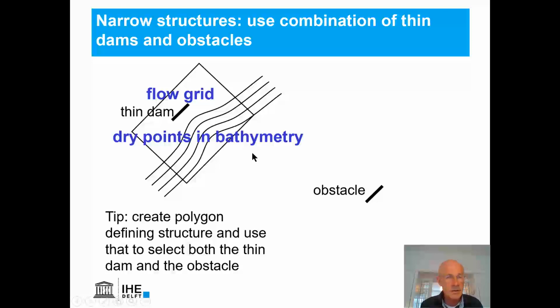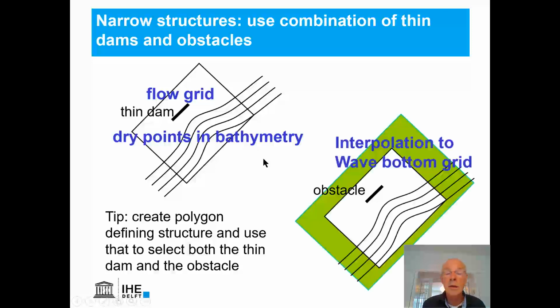Just to illustrate the point about structures and how to deal with them in flow and SWAN. So if you have a thin dam in your flow model, you need to put an obstacle at the same point in your wave model. And the tip is to create a polygon first, defining the structure, and use it both to define the thin dam and the obstacle. And then you're sure that they're in the same location.